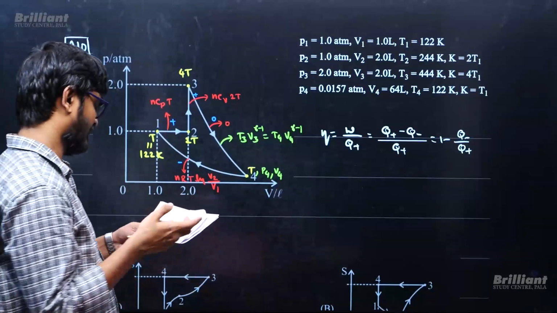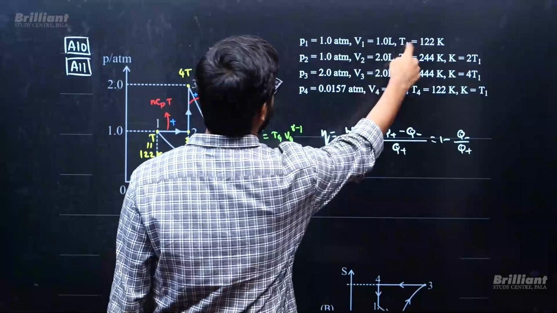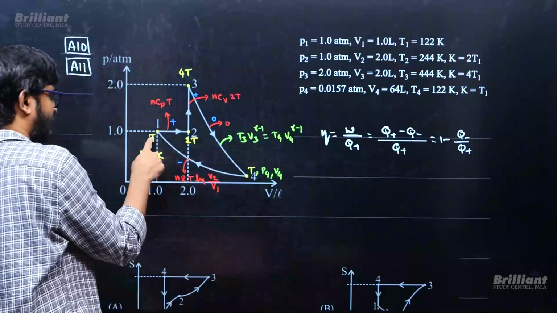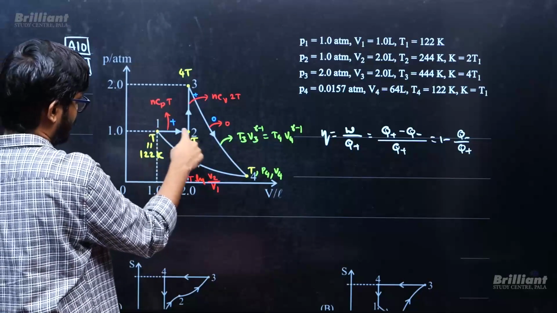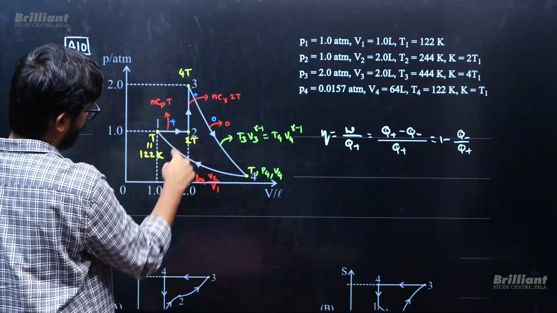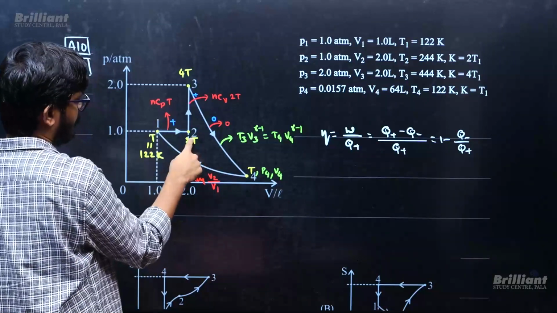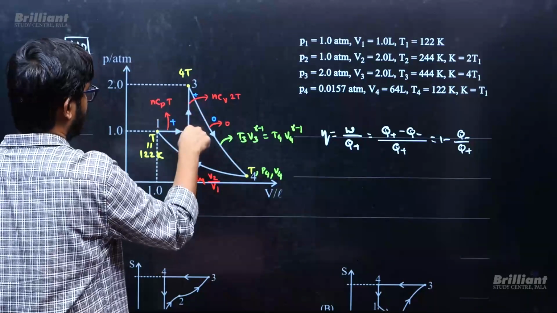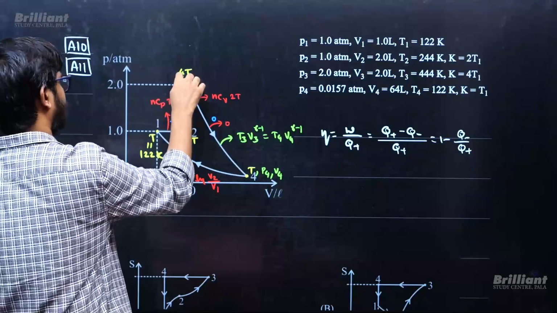And I think with the given information, you can find the initial temperature. Anyway, I am calling it T. If this temperature is T, at constant pressure the volume is becoming twice, so the temperature will become 2 times. At constant volume, the pressure is becoming 2 times, so the temperature is going to become 2 times again.